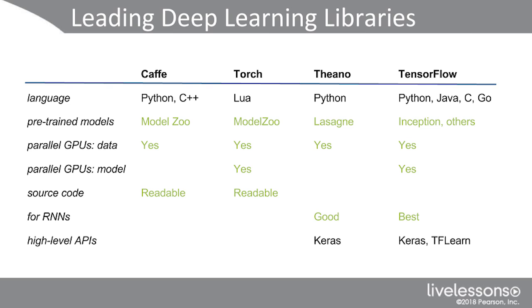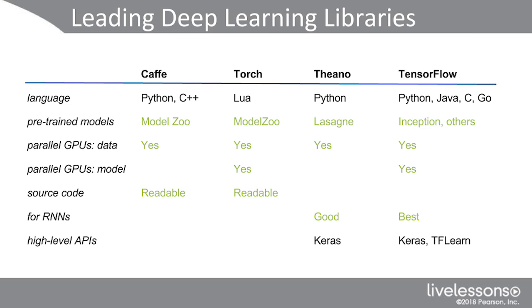In terms of parallelizing your jobs over multiple CPUs or GPUs, all 4 of these libraries can do that with their data. However, if you want to be distributing your model over parallel GPUs, the best libraries for doing that are Torch or TensorFlow, and TensorFlow stands out as the best one overall for that. So another tick in the box for TensorFlow.